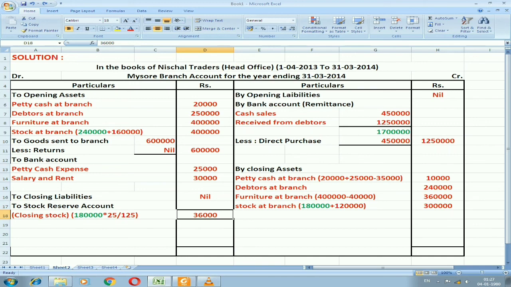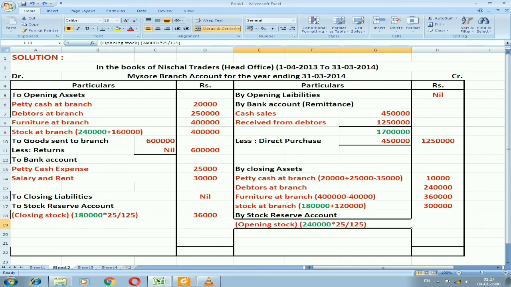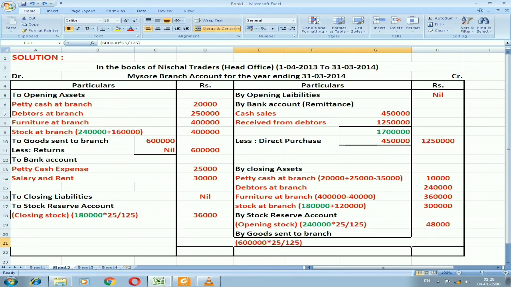The next entry will be on the debit side in the name of stock reserve account, related to opening stock, which is only related to the goods sent by the head office. We'll get an amount of 48,000. Then goods sent to branch will also include the invoice price, because it is sent by the head office. 6 lakh into 25 divided by 125, we'll get 1,20,000.